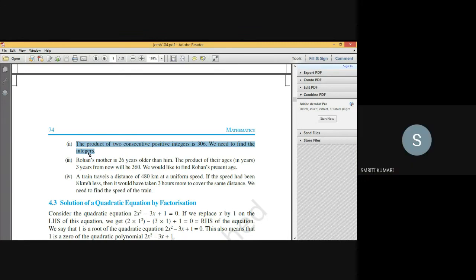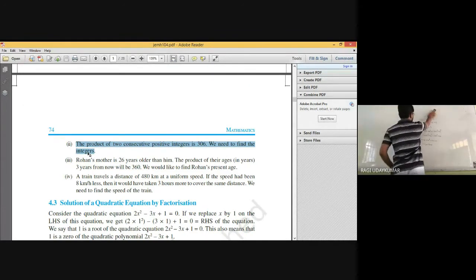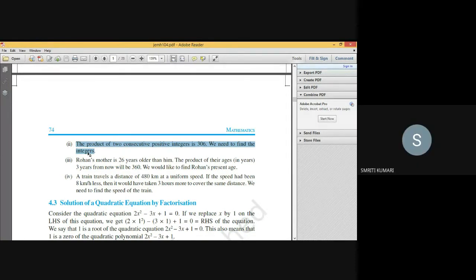The product of two consecutive positive integers is 306. We need to find the integers. So, what is meant by consecutive numbers? Consecutive means लगातार के दो numbers: x, x plus 1.